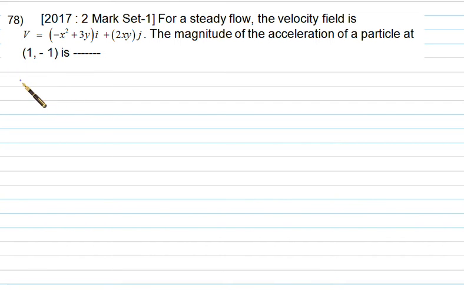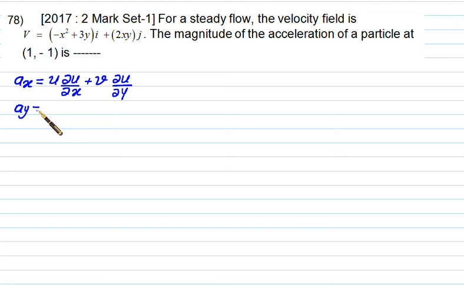So we have the x component of acceleration, ax. For that you require u times the partial derivative of u with respect to x, plus the v component of velocity times the partial derivative of u with respect to y. And since there is no term of t here, the other terms will not be written, only two terms are sufficient. And similarly we have ay.